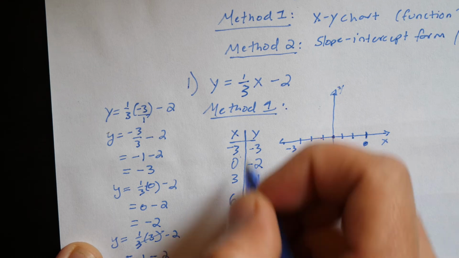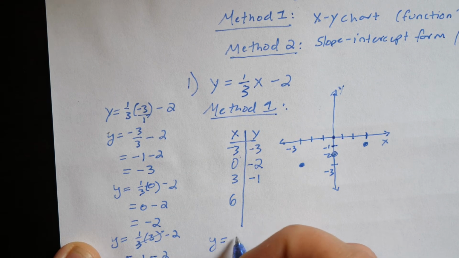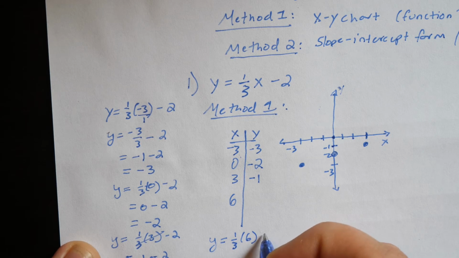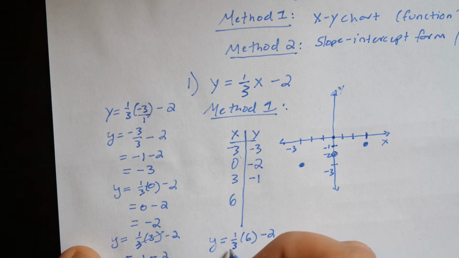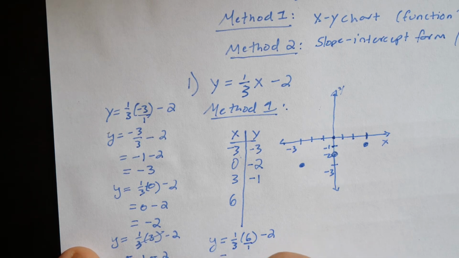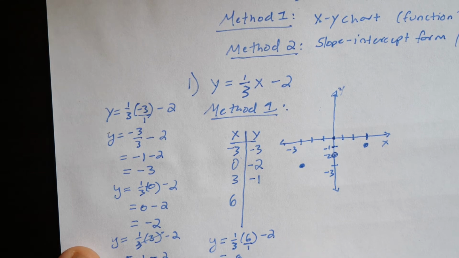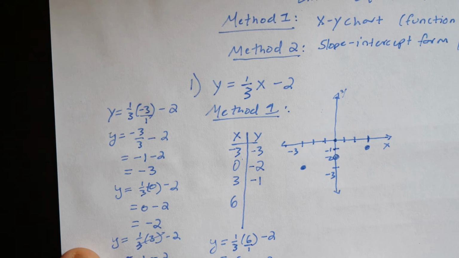I'm going to plug in a 6 right there. So I'm going to get y equals 1/3 times 6 minus 2. Now the 6 is going to be canceled off with the 3, so it's going to be 6 divided by 3, which equals 2. If you can't see that, just do it the long way. That equals 1 times 6, which is 6, over 3 times 1, which is 3. What's 6 divided by 3? That's 2, minus 2. What's 2 minus 2? Is equal to 0, right?